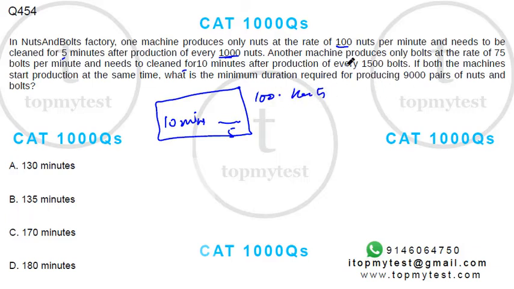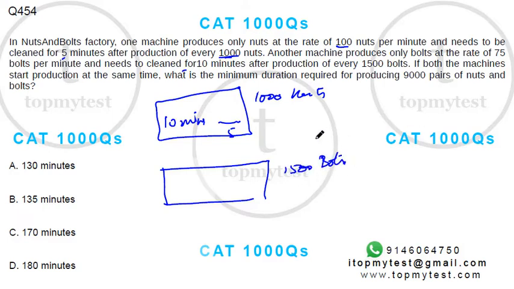right? Another machine produces only bolts at the rate of 75 per minute and needs to be cleaned for 10 minutes after production of every 1500 bolts. Okay, it is 100 into 10, right? So 1000 nuts it will produce, 100 per minute. So clean for 5 minutes after every 1000 nuts. Okay, the next one goes like this. It will produce 1500 bolts.